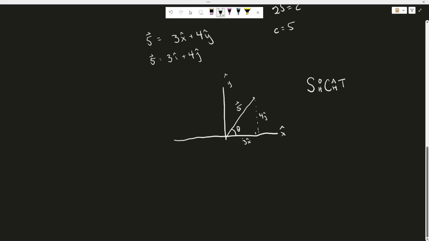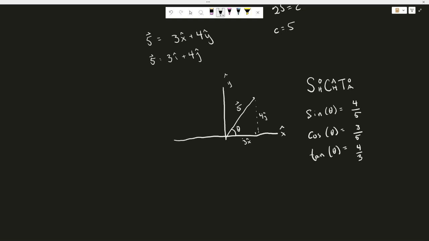SOHCAHTOA just tells us that the sine of the angle theta is equal to the opposite side, which would be our 4, divided by the hypotenuse, which would be 5. The cosine of that angle theta is equal to the adjacent side, which is 3, divided by the hypotenuse, which is 5. And the tangent of angle theta is equal to the opposite, which is 4, divided by the adjacent, which is 3. So this is how we can use SOHCAHTOA to figure out our angle.